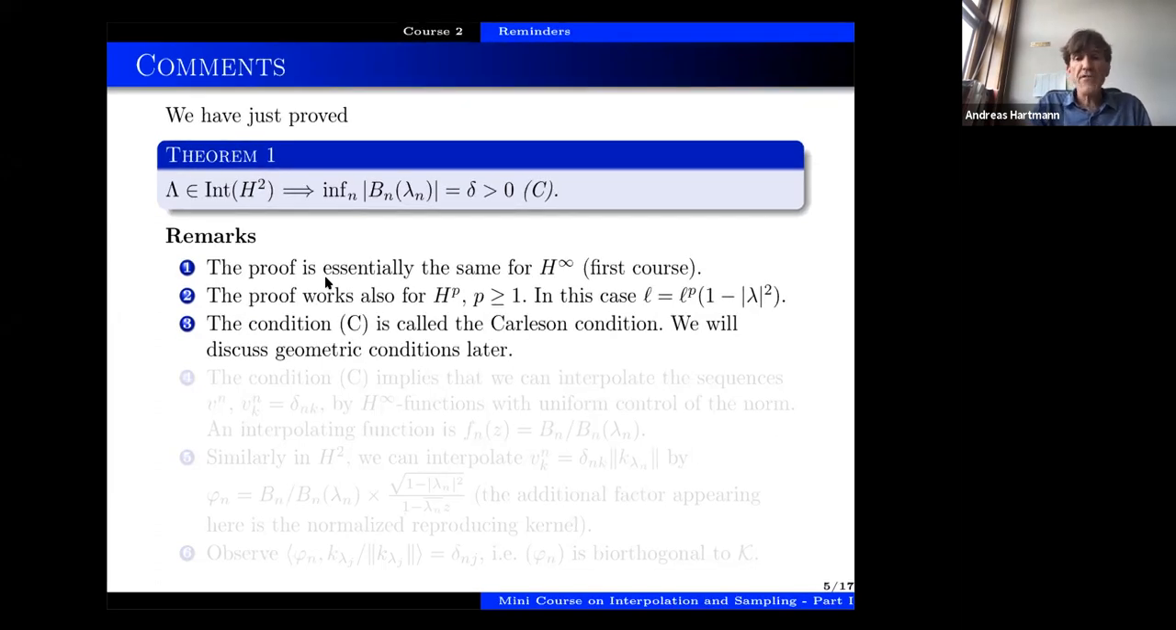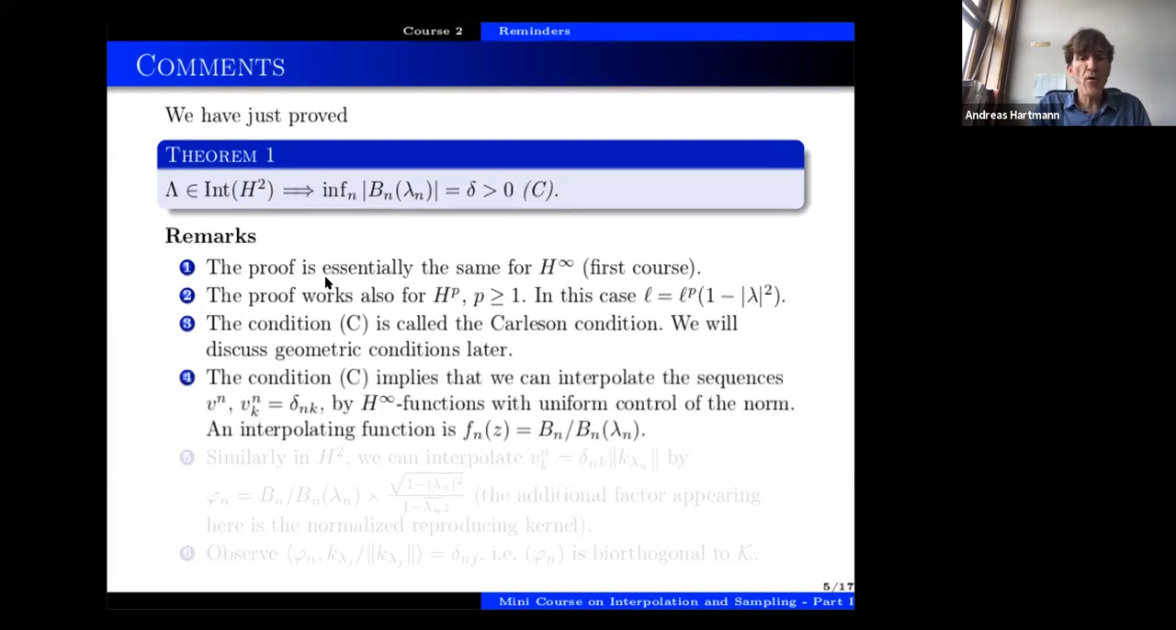Okay, it's called the Carlson condition, which we will discuss in a moment. And I would like to, again, mention these two results. This Carlson condition implies that you can solve a weak interpolation problem. In H infinity, if you have the Carlson condition, then you can interpolate sequences which are zero everywhere except in one point where it's 1. So you can solve the 0, 1 problem. And here is the explicit solution.